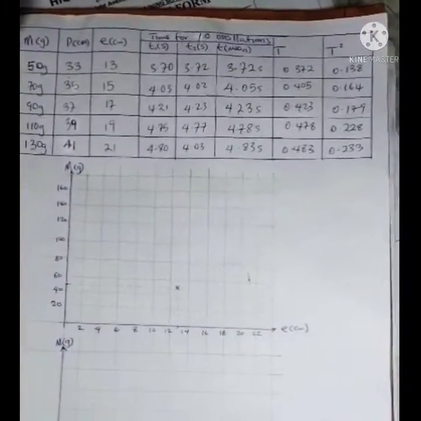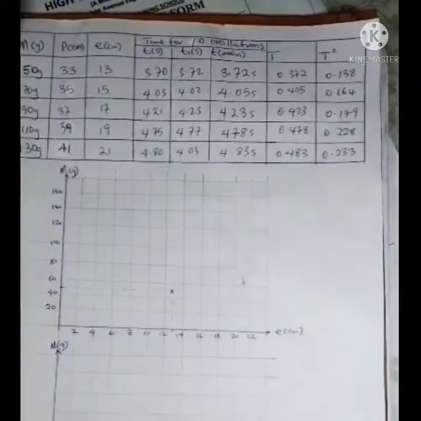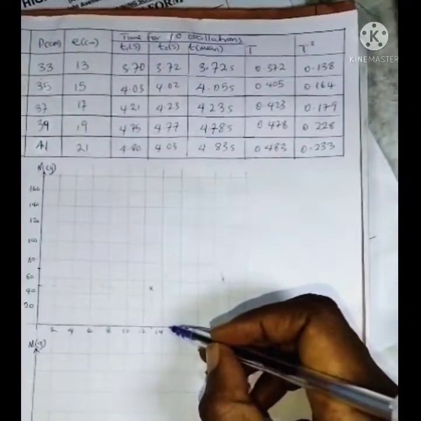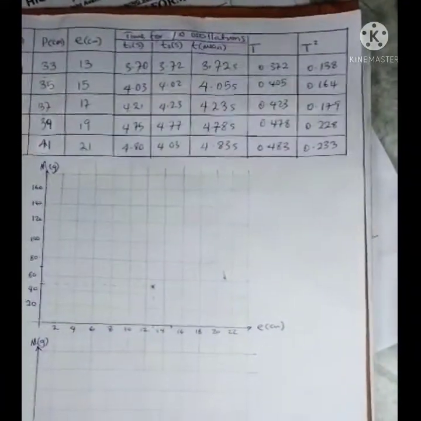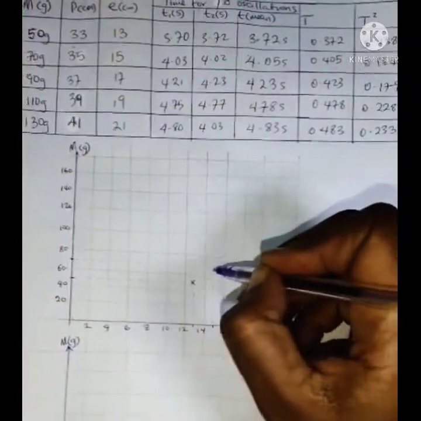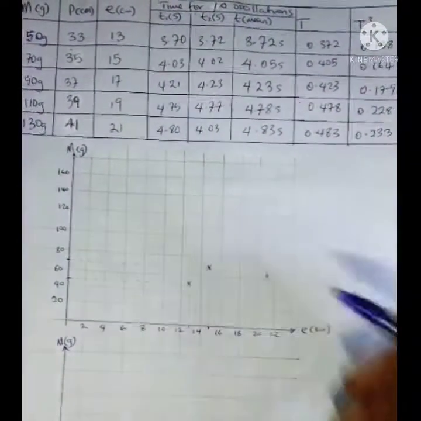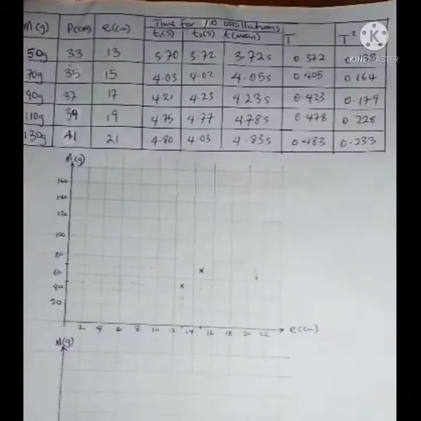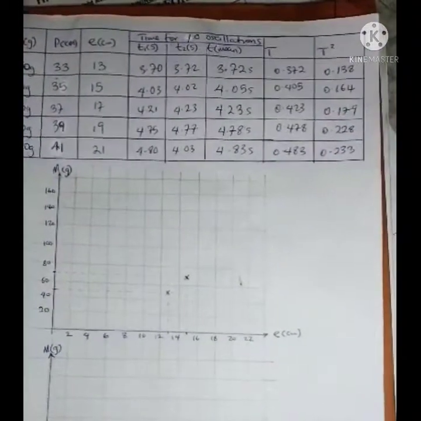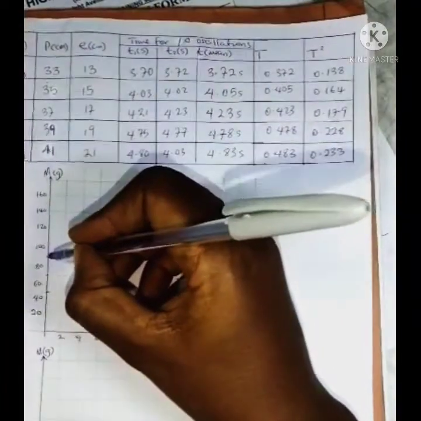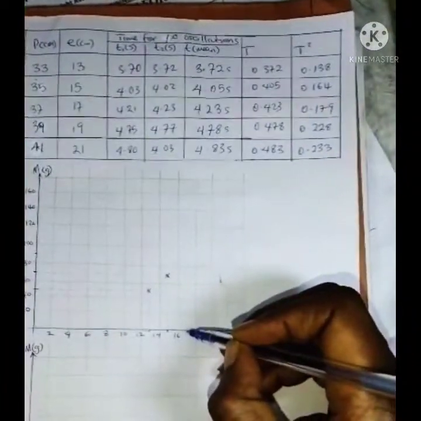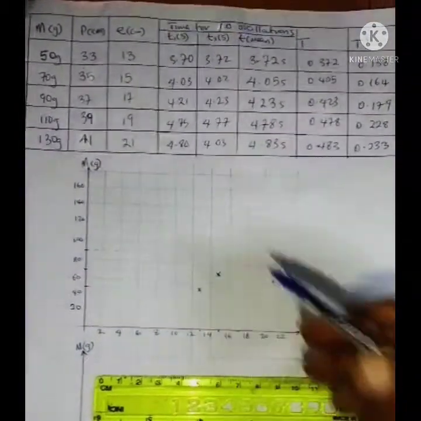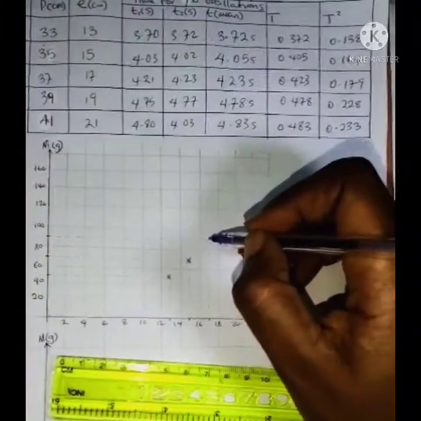So the second point is 70 grams to 15. 70 is around here, and 15 is around here. So let's locate it. So this is the second point. So the third point is 90 grams to 17 centimeters. 90 grams is somewhere here, 17 is somewhere here. Okay, so we locate the points here.